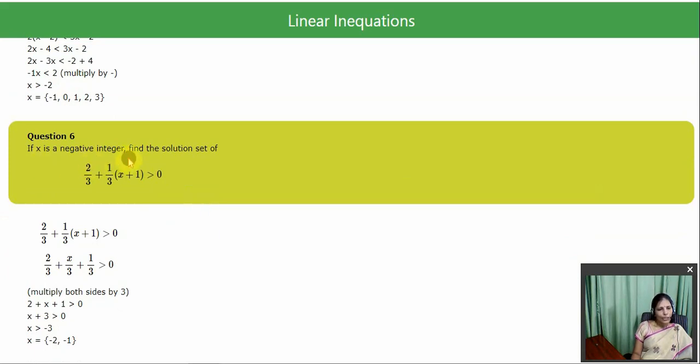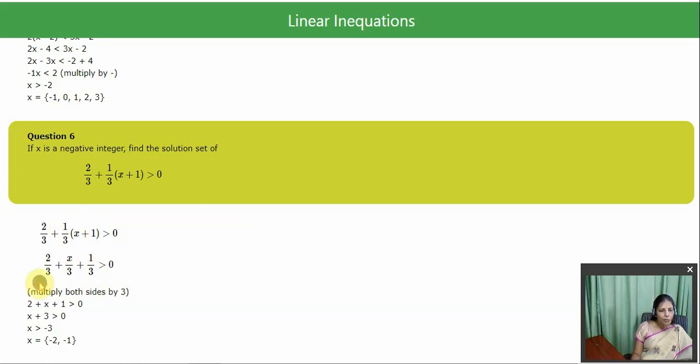If x is a negative integer, find the solution set of 2 by 3 plus 1 by 3 into x plus 1 greater than 0. Now we will write the question here, 2 by 3 plus 1 by 3 into x plus 1 greater than 0. Now here you remove the bracket here, multiply with 1 by 3 with this x and then with this 1 plus 1. So 2 by 3 plus 1 by 3 into x becomes x by 3. When you multiply, this become plus 1 by 3 is greater than 0.